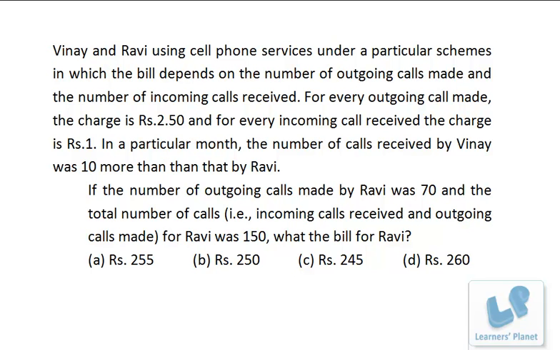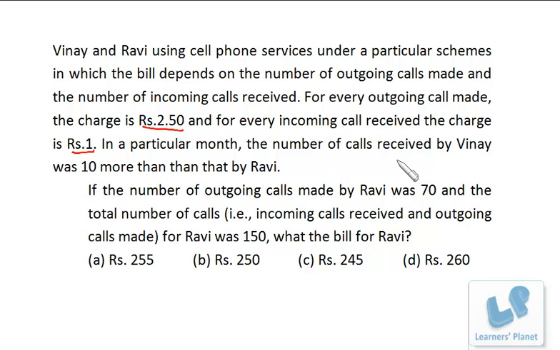Now let's see this question, a very big story. Vinay and Ravi are using cell phone services under a particular scheme in which the bill depends on the number of outgoing calls made and the number of incoming calls received. For every outgoing call, the charge is rupees 2.5, that is 2 rupees 50 paisa, and for every incoming call received, the charge is rupees 1 in a particular month.